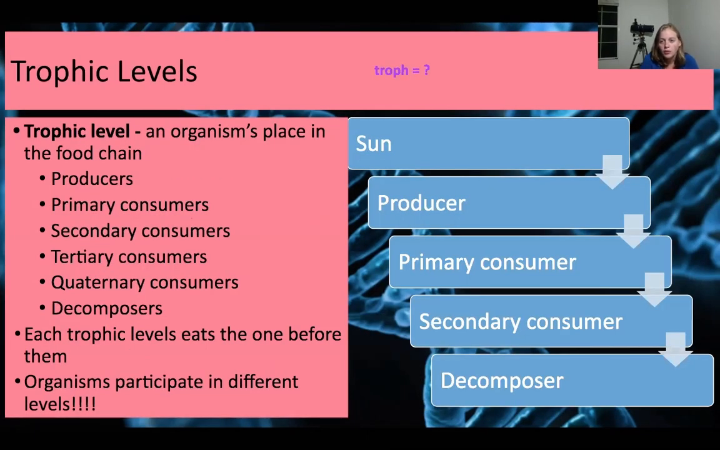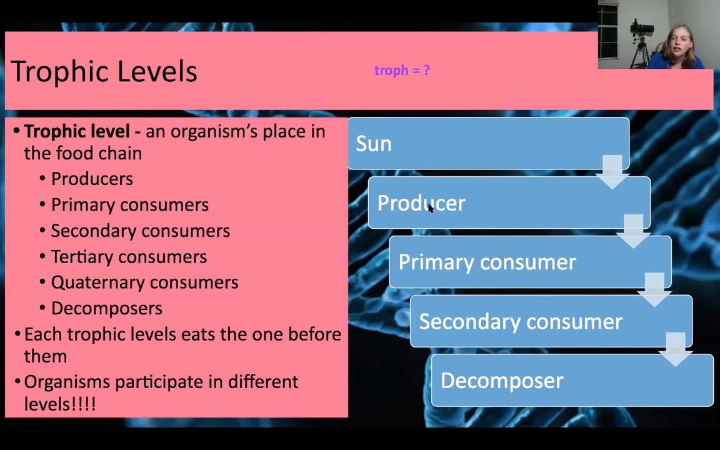When we talk about producers and consumers, what we're talking about are trophic levels. And troph means to feed. So a trophic level is a feeding level or an organism's place in the food chain. And we give these trophic levels names. Now, the sun is not actually part of a trophic level, but it provides the energy for the first trophic level, which are your primary producers. These would be your autotrophs, like plants and chemosynthetic bacteria and archaea.